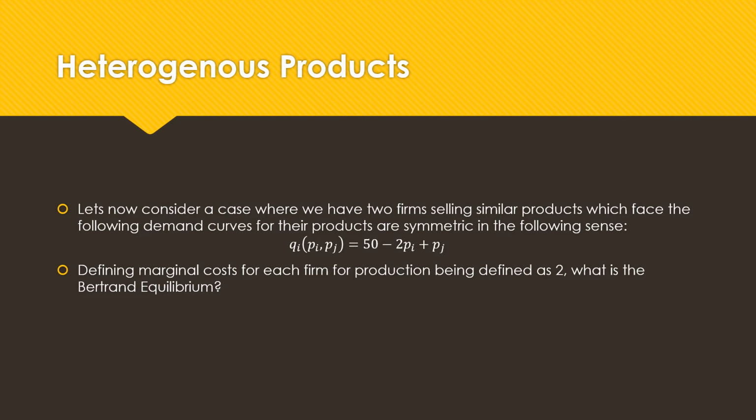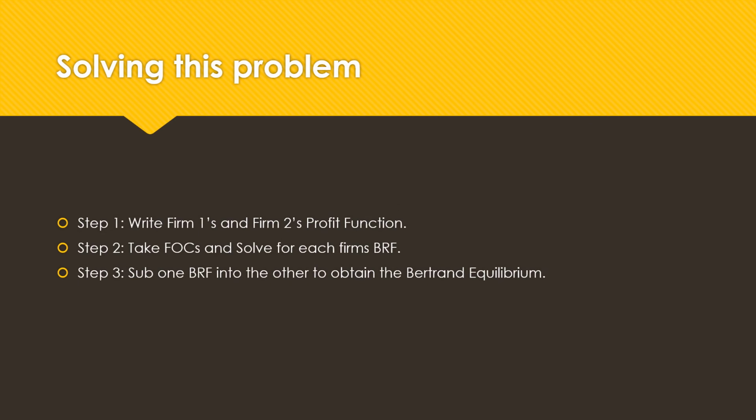So if we define the marginal cost for each firm as 2, meaning that it costs $2 for each unit that you produce, what is the Bertrand equilibrium in this context? There are 3 steps here. Step number 1, write firm 1's and firm 2's profit function. We then take the first order conditions and solve for each firm's best response function. Step number 3 is that we take one of the best response functions and substitute it into the other to obtain our Bertrand equilibrium.